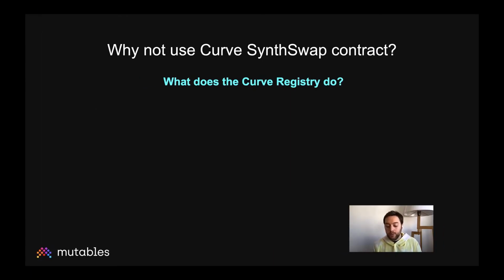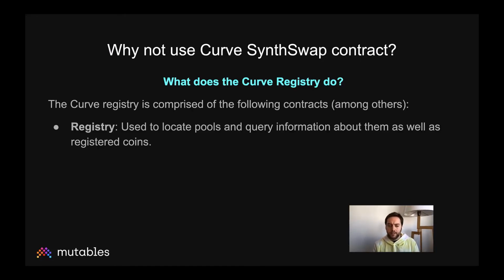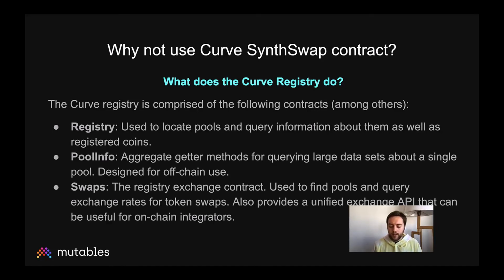So at this point, maybe you're wondering what the Curve registry does. Okay, the Curve registry is comprised of the following contracts, among others: the registry, the pool info, and the swap contract. So basically, these are contracts that help you to find or query information about the pools that are on Curve.